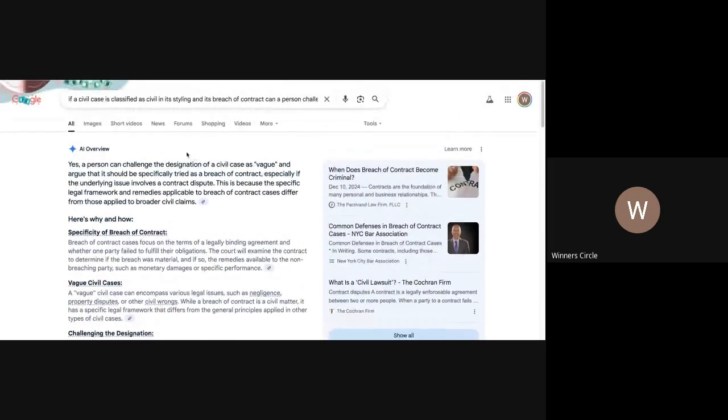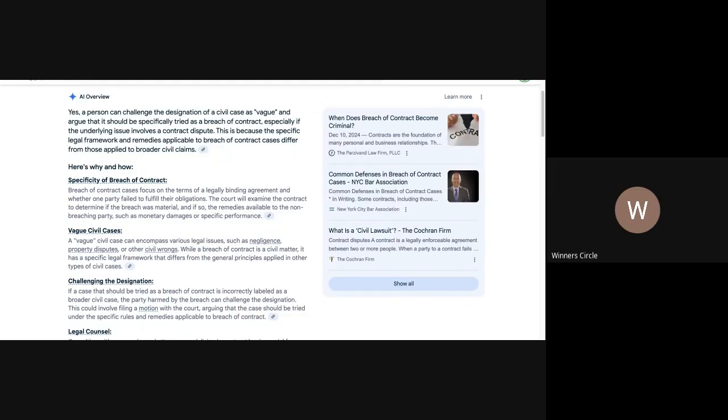Okay, so what I asked the AI is, if a civil case is classified as civil in its styling and it's a breach of contract, can a person challenge it? The reason why is because I already know this. You can challenge every aspect of a court case, meaning the styling of the case, whether it's civil or really criminal. You can challenge whether it should be tried as a breach of contract case without them having evidence of a contract. So, yes, a person can challenge the designation of a civil case as vague and argue that it should be specifically tried as a breach of contract, if the underlying issues involve a contract dispute. This is because the specific legal framework and remedies applicable to a breach differ from those applied to broader civil claims.